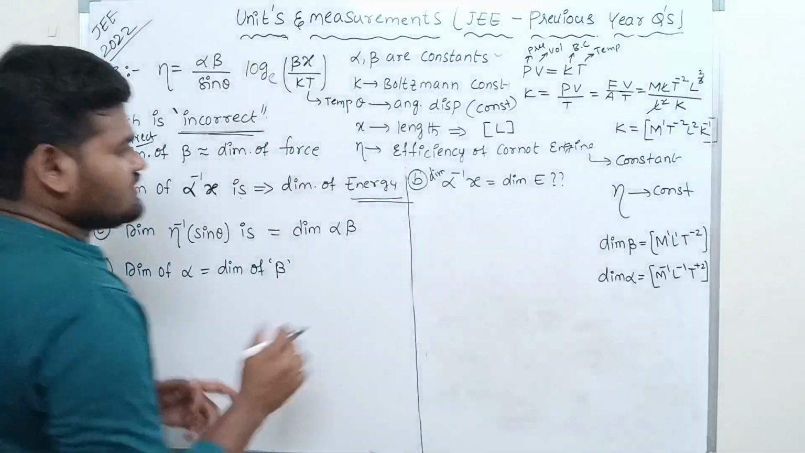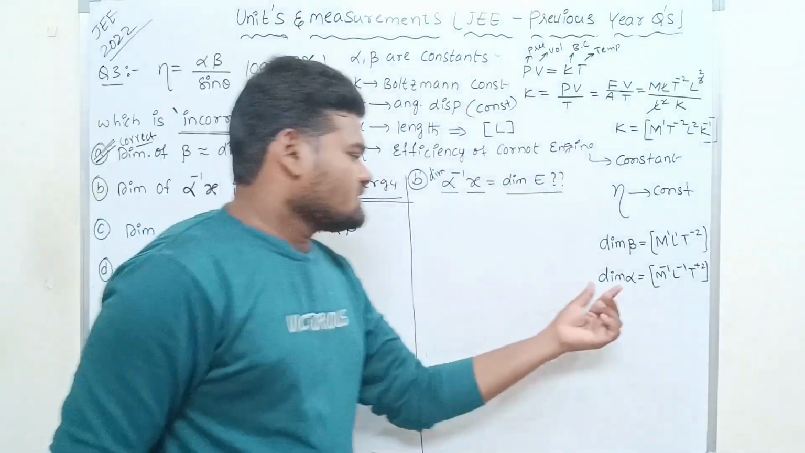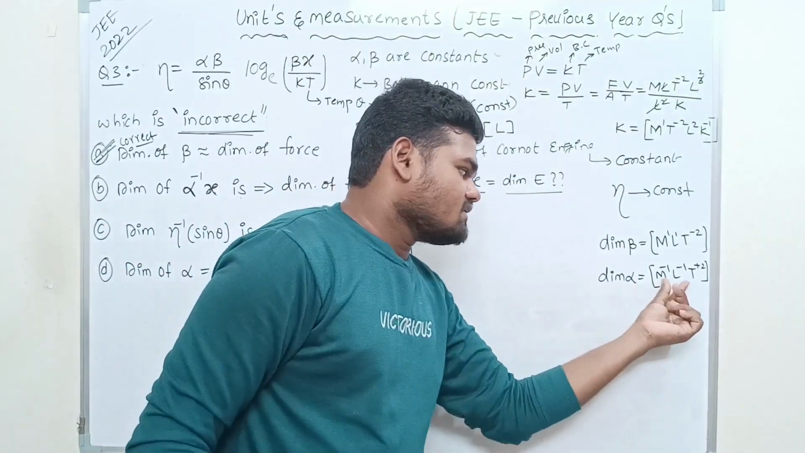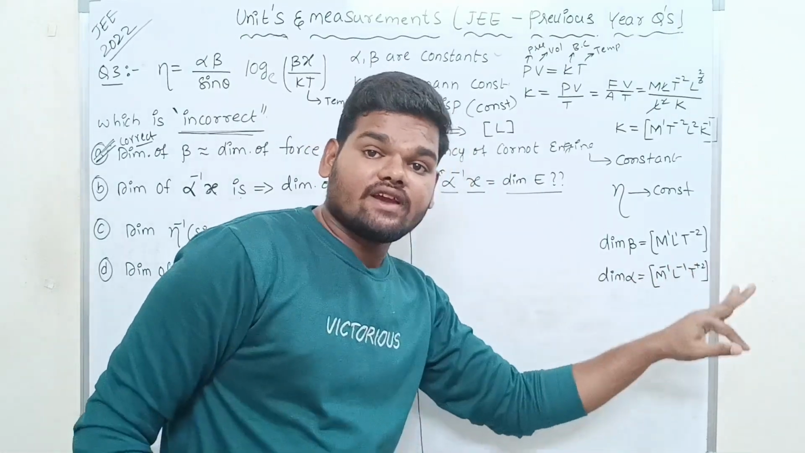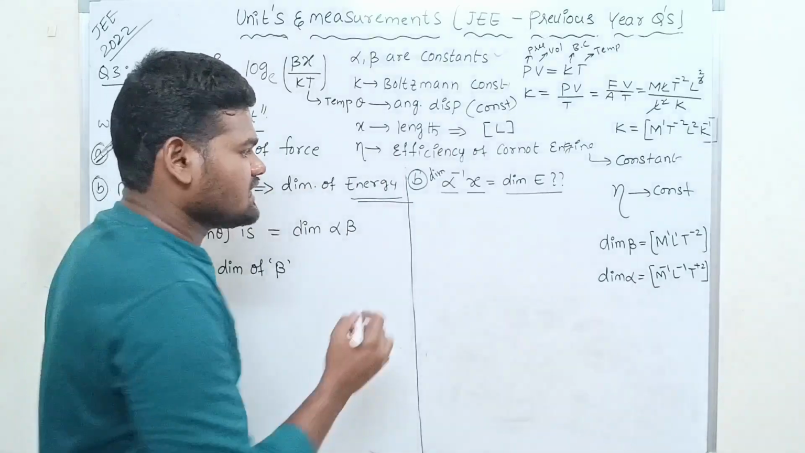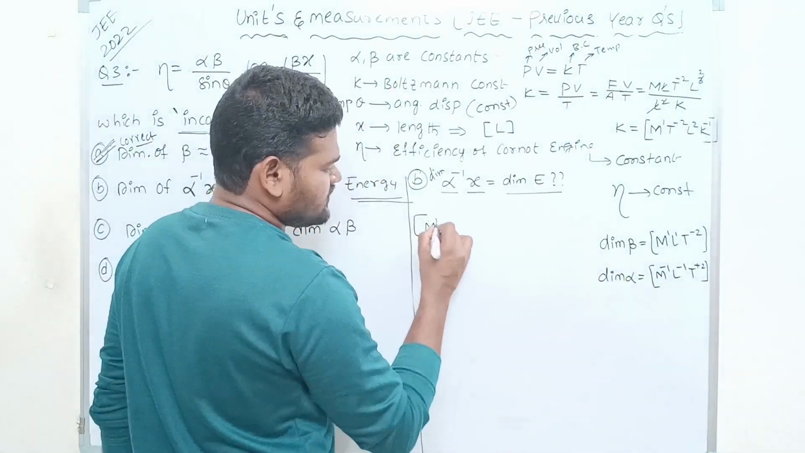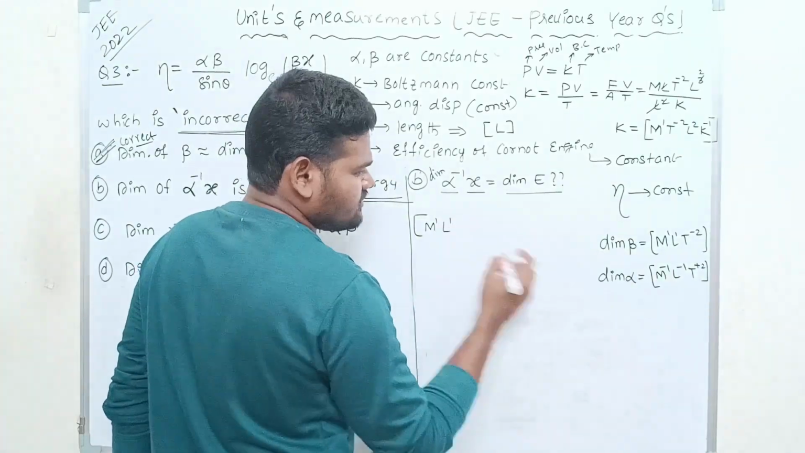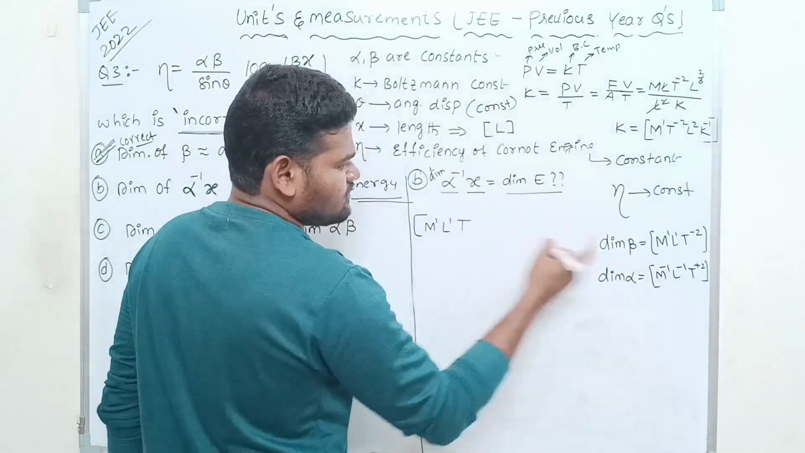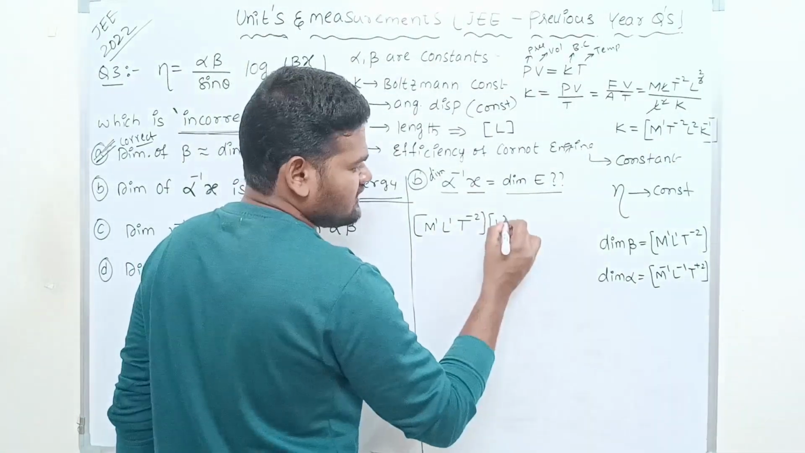Right. So what do we have to check? Alpha inverse of x is equal to the dimension of energy. So the dimension of alpha inverse means the inverse: plus term becomes minus, minus term becomes plus. So M power minus 1 becomes M power 1, L power minus 1 becomes L power 1, T power plus 2 becomes minus 2, into the dimension of x, L.